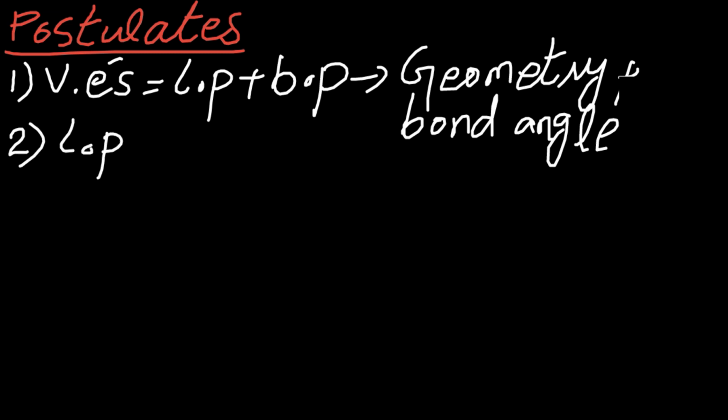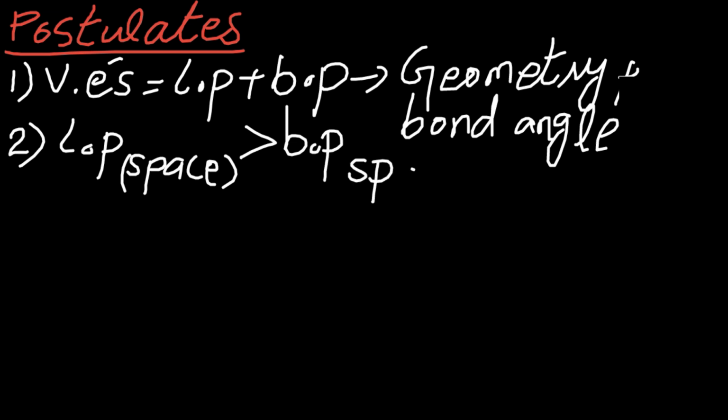The second postulate is lone pair will occupy a space around the central atom greater than the space occupied by the bond pairs. Why this is so? Because the lone pairs are attracted by the one atom only, and they are not as bound as the bond pair of electrons.